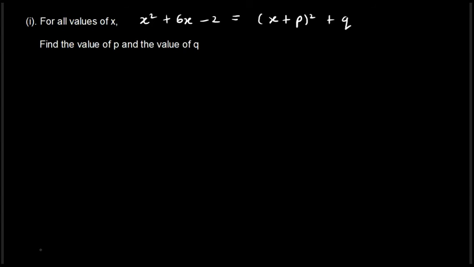For all values of x, x squared plus 6x minus 2 is equal to (x plus p) squared plus q. Find the value of p and the value of q. For this problem, we don't necessarily need to complete the square, although it's another approach we can use, but we can simply expand the right side of the equation and equate based on the power of x.